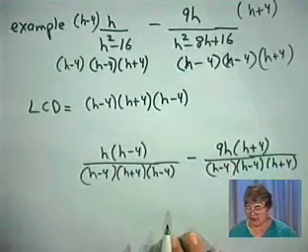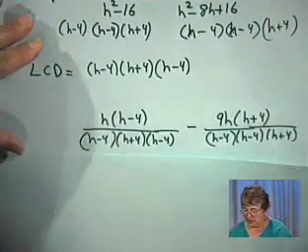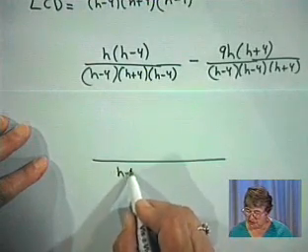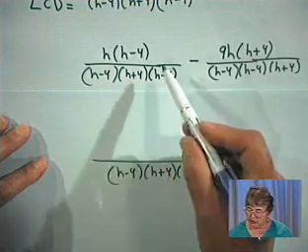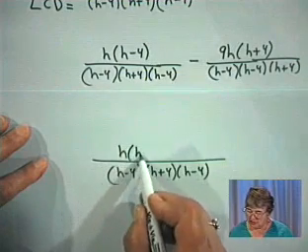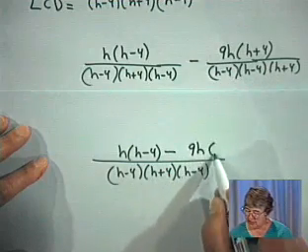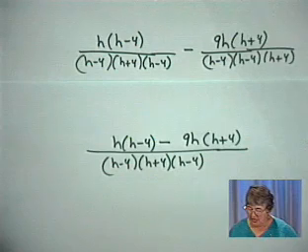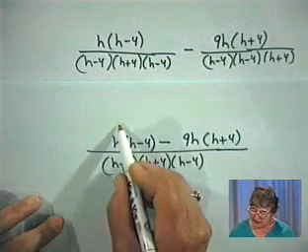All right, so now we've got the common denominator, so we can rewrite this. The denominator is h minus 4 times h plus 4 times h minus 4. And we're subtracting from that, we're subtracting 9h times h plus 4. There's a lot of writing. Now we're going to go ahead and multiply out, simplify the numerators by multiplying all of those out.